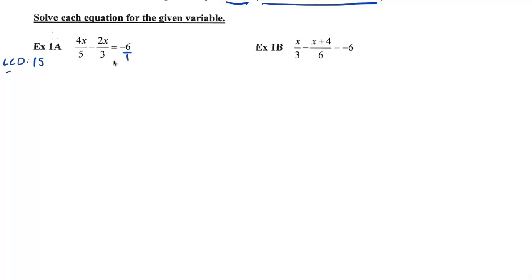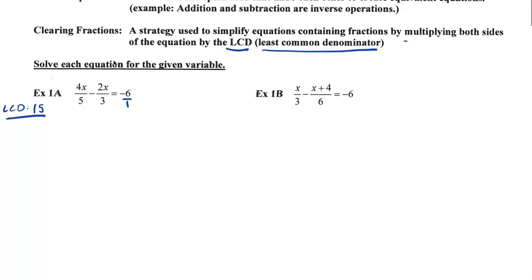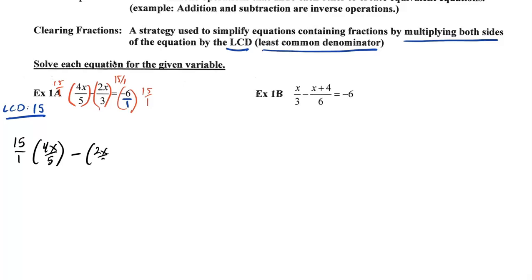Once you find that least common denominator, we're going to multiply both sides by it. We'll multiply every term by the least common denominator. So it's something like this. This gets multiplied by 15 over 1, this gets multiplied by 15 over 1, and this gets multiplied by 15 over 1. Let me rewrite it so we can actually see it: 4x over 5 minus 2x over 3, times 15 over 1, equals negative 6 over 1 times 15 over 1. Technically, all the 15 over 1 should be on the same side, left or right, but it doesn't matter.